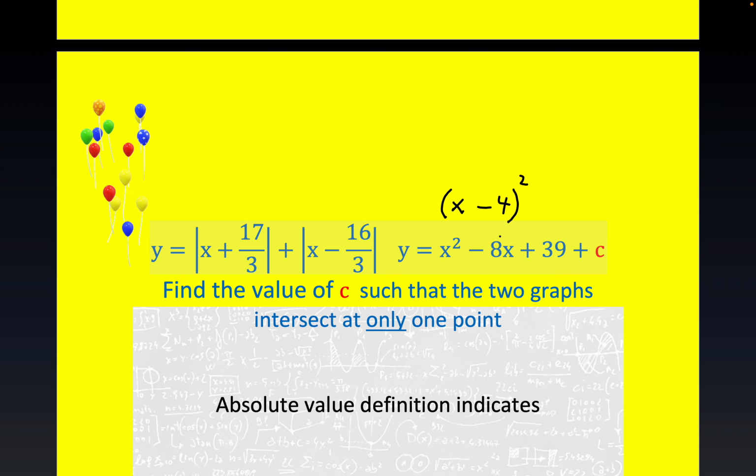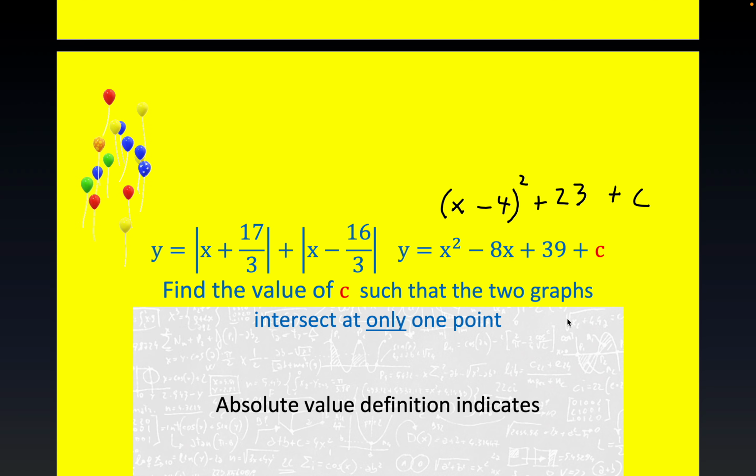Now, it's clear that (x minus 4) squared generates x squared minus 8x plus 16. So we have to subtract that 16 away. So this will become plus 23? We're subtracting 16 away from this, so will this be 23? Yeah, 23 plus c. Okay, so we have a great deal of information already about the x-coordinate. We know that the x-coordinate has to be equal to 4. We just have to find the value of c that corresponds to that, okay?